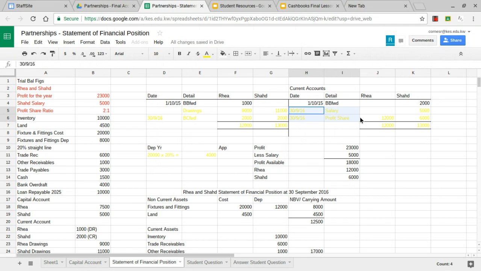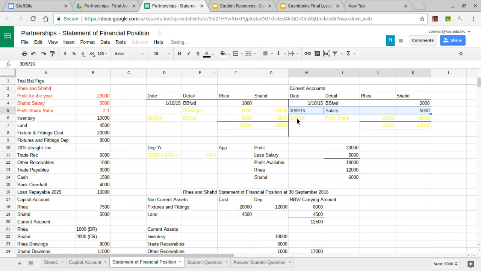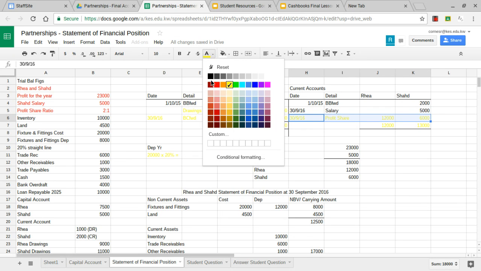Okay, and then what I do is put in the shares of profits that they are owed. So for example, the salary for Shahad goes in on the credit side because it's increasing what the business owes her, and the 2 profit share ratios go in.